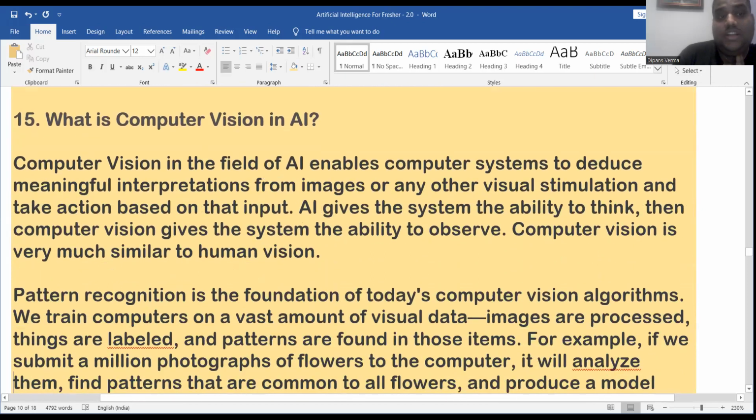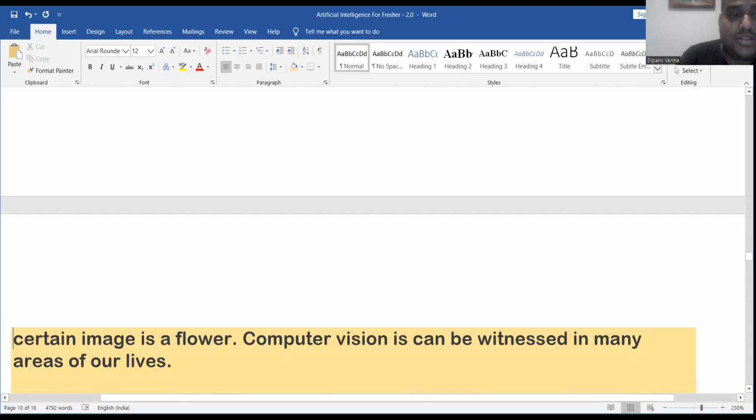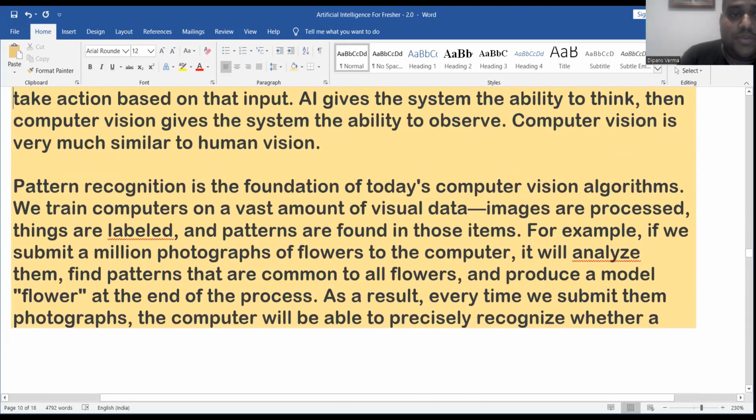What is computer vision in AI? Computer vision in the field of AI enables computer systems to deduce meaningful interpretation from an image or any other visual input. So you can say pattern recognition nowadays is very popular, right?